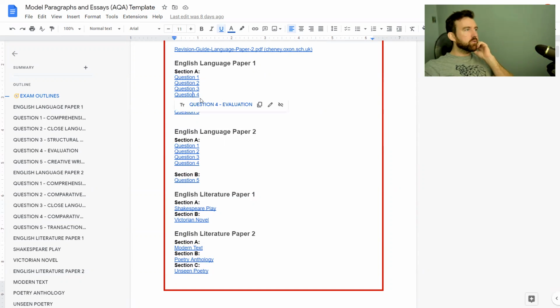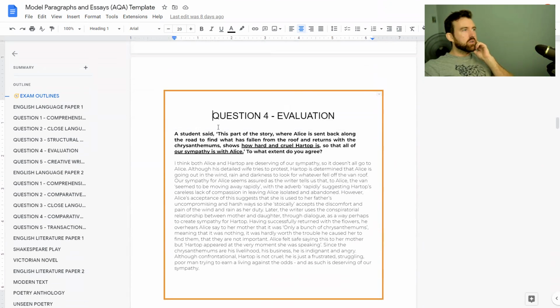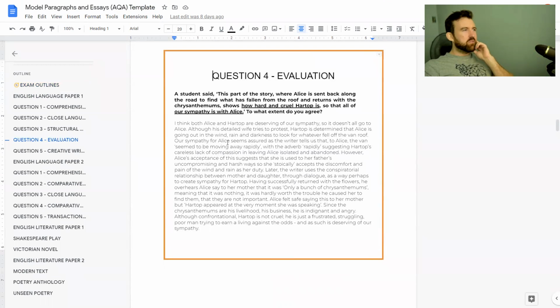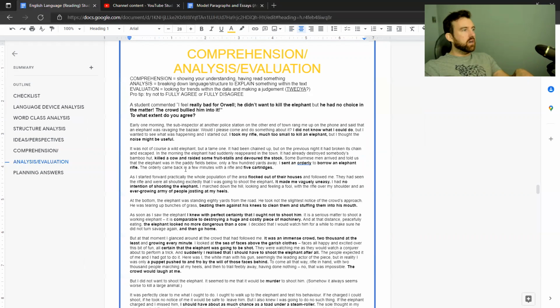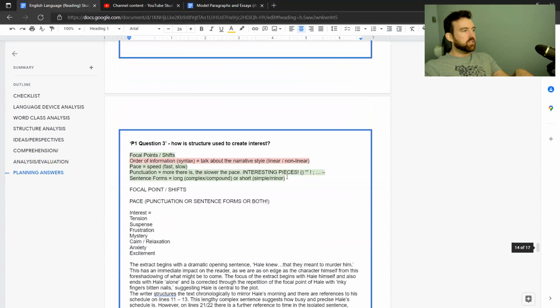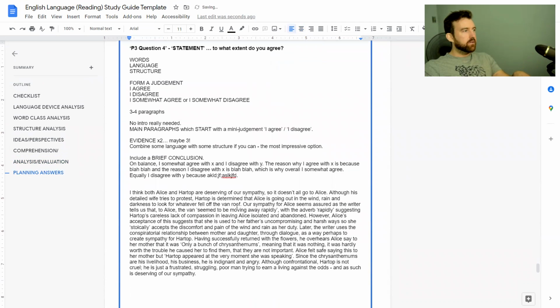Anyway, so for language question 4, we have this bit of model answer. Can't remember if I've gone through this with you before. If I have, I do apologize, but I just want to show how it's a good way of landing overall on the judgment that I was saying about. So just going to paste it in here.